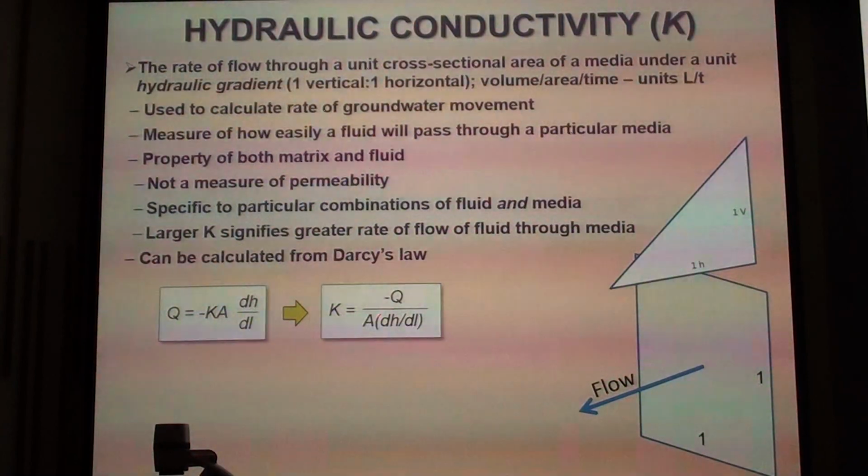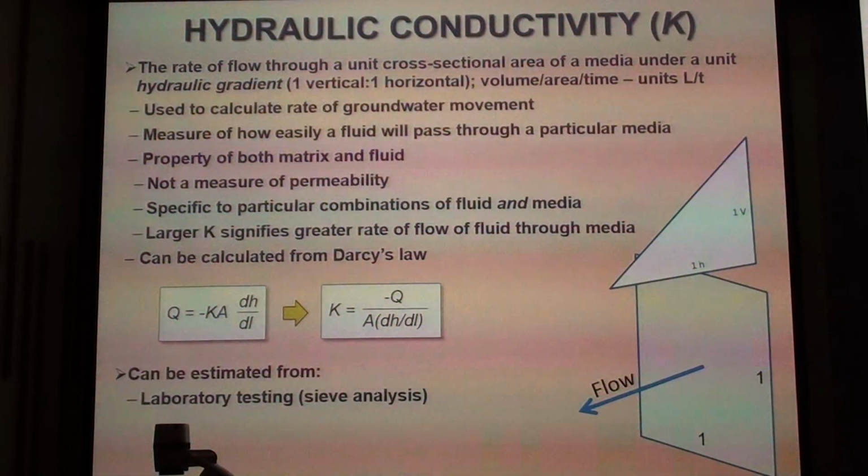But of course, you don't know some of these things until you start digging and playing in the ground. So you need other ways to determine what these properties are as well. You can estimate it from lab testing, where you grab material and do an experiment similar to what Darcy did to work out what K is.